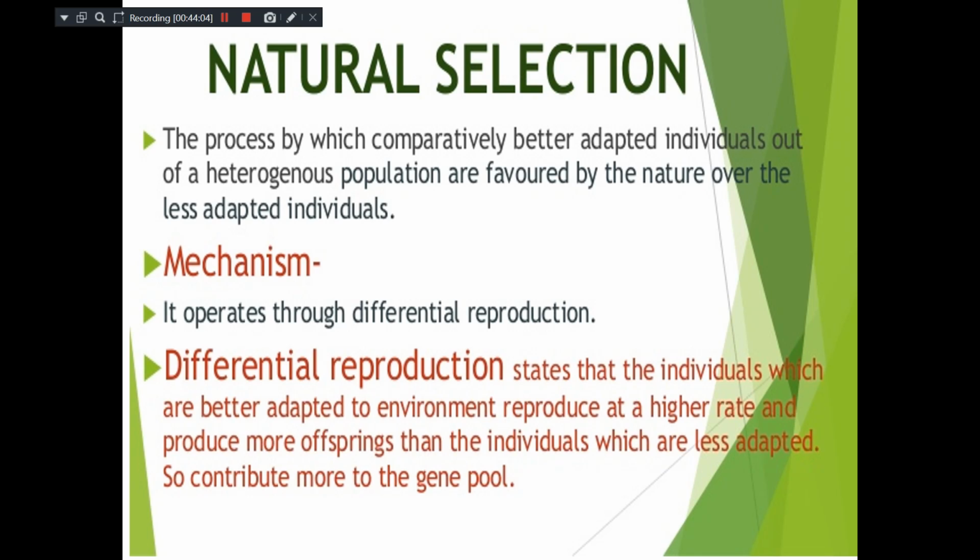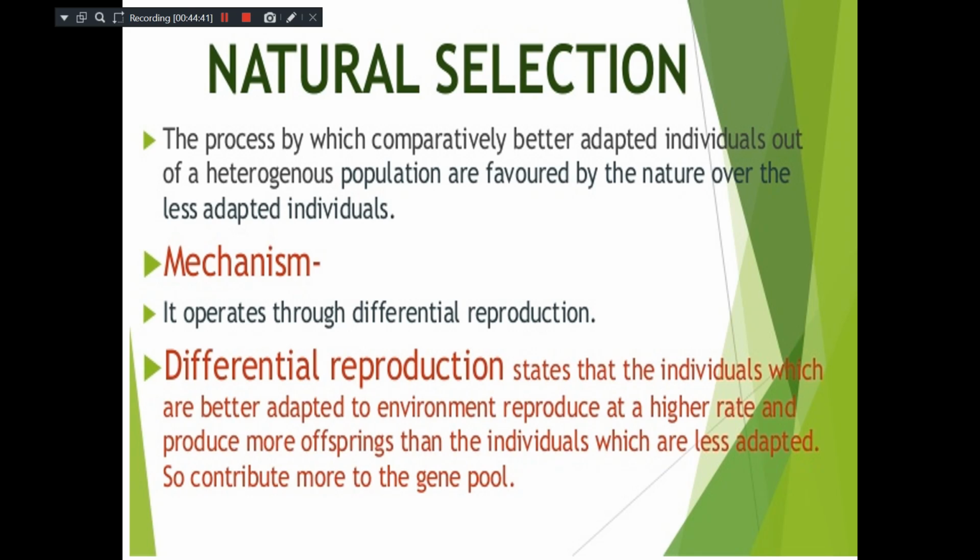What mechanism does natural selection follow? The mechanism is very simple: differential reproduction. Differential reproduction is the mechanism of natural selection in a heterogeneous population to select the better adapted one. So differential reproduction is not a tool, it is a mechanism for natural selection.